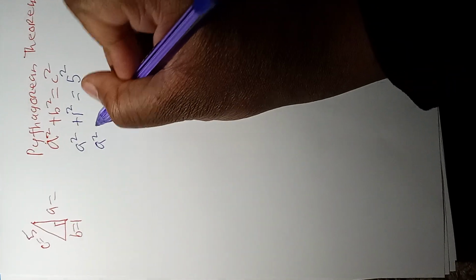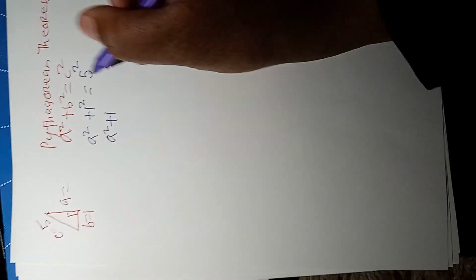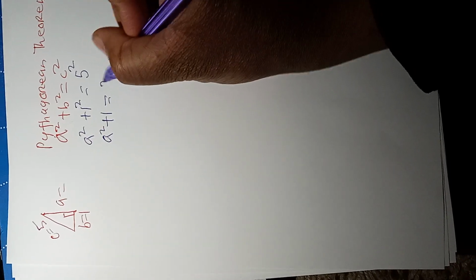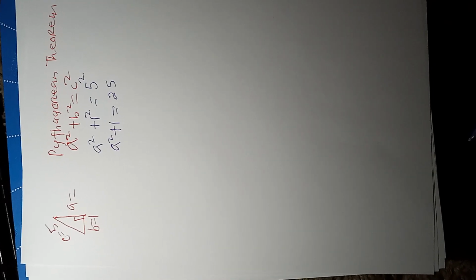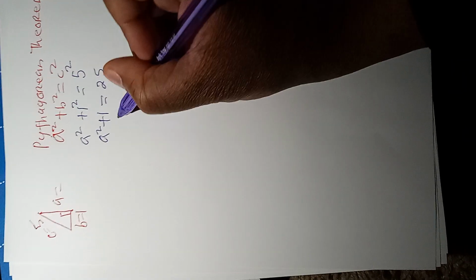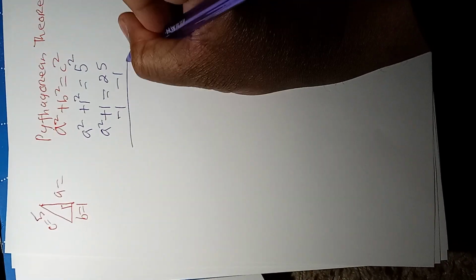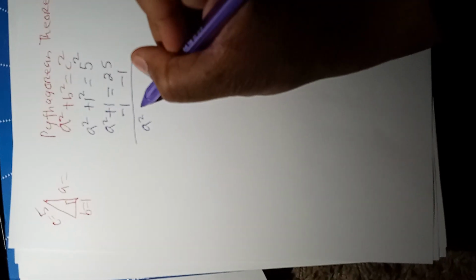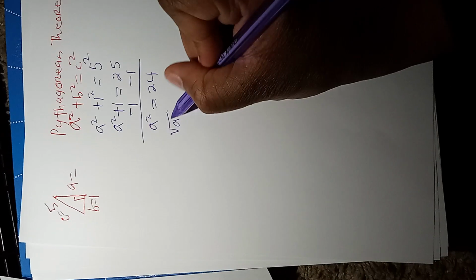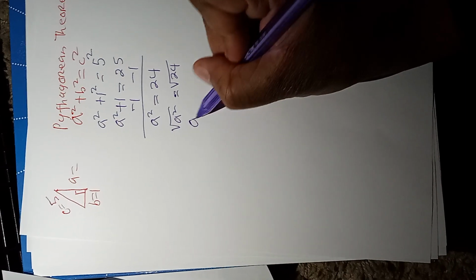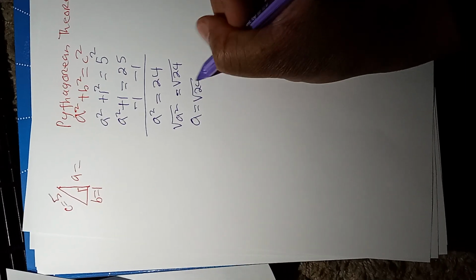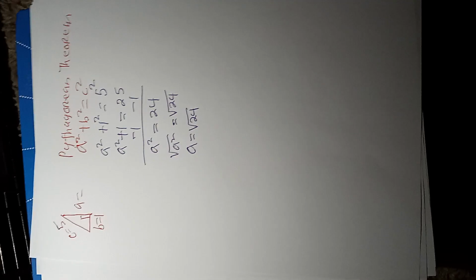So a squared plus 1 squared is 1, and 5 squared is 25. So a squared plus 1 is equal to 25. And then we subtract 1 from both sides. So a squared is equal to 24. And then we take the square root of both sides, and a is equal to the square root of 24. And this is going to be an irrational root.